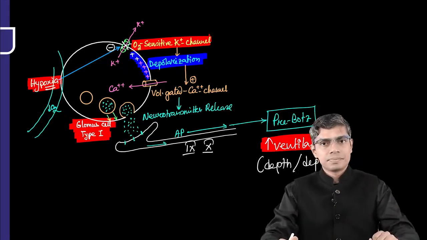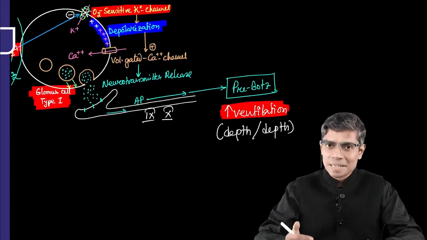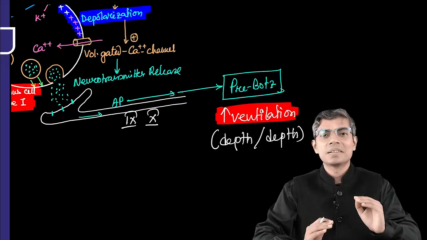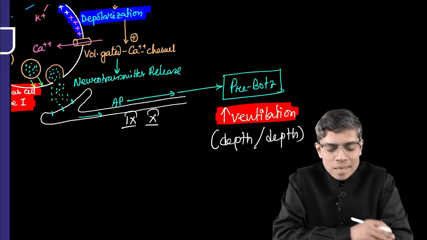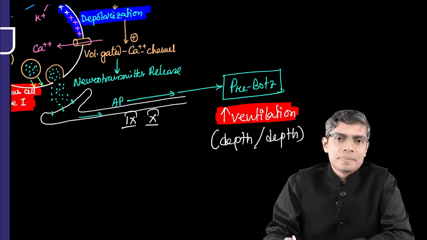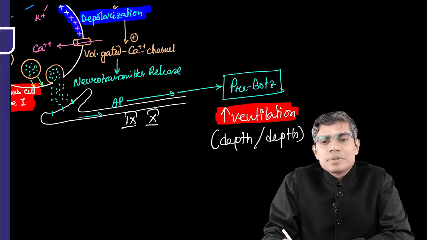Now the last question. I told you neurotransmitter release. What is the main neurotransmitter released by glomus cell type 1? If you look at Ganong, he is writing that dopamine, but that's not absolutely correct.